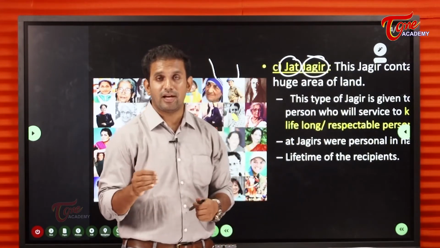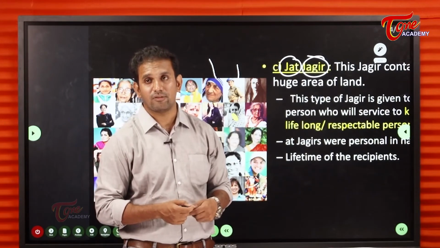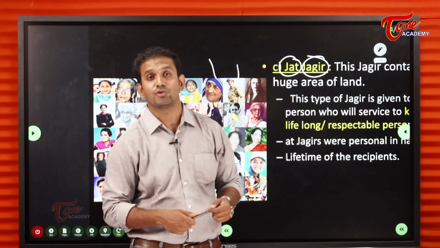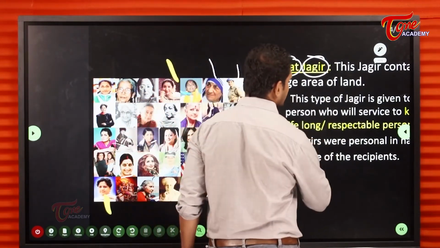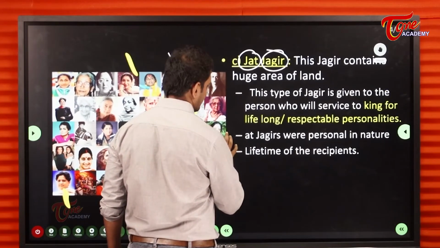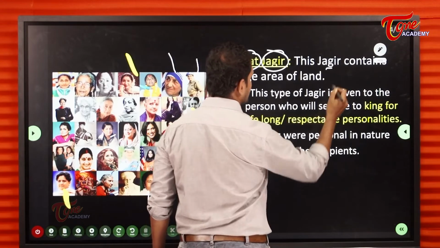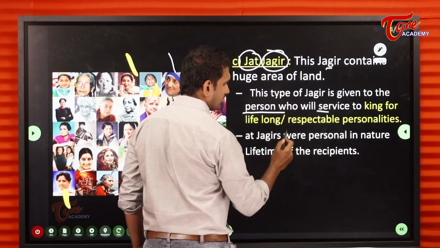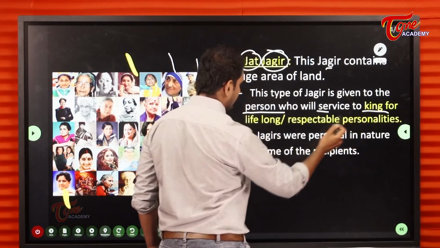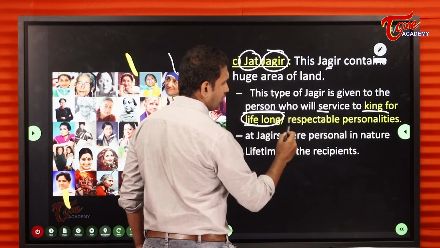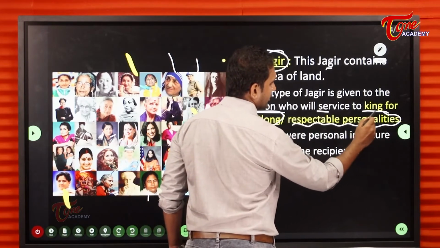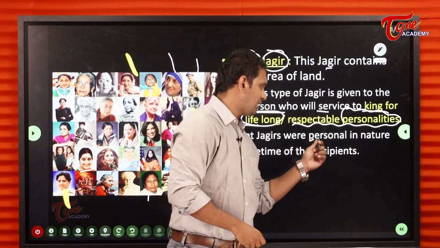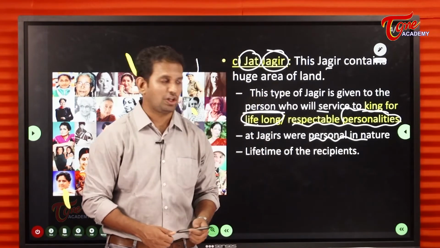Jat Jagir. The lands which were given for the influential or powerful persons in the society. This Jagir contains a huge area of land, given by the king to the person who will serve the king for lifelong, or who has a respectable personality. They are very personal in nature.